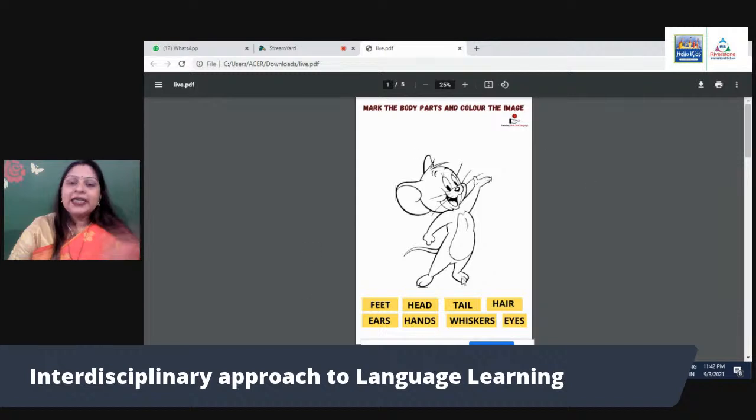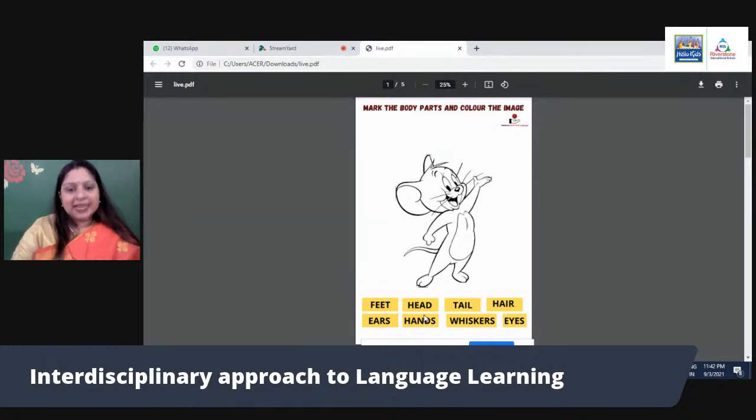So an interdisciplinary approach is being used here. The child can read the instruction, formulate the idea, and then do as instructed. So this can, at a very basic stage, be identified as a science and language interdisciplinary worksheet.